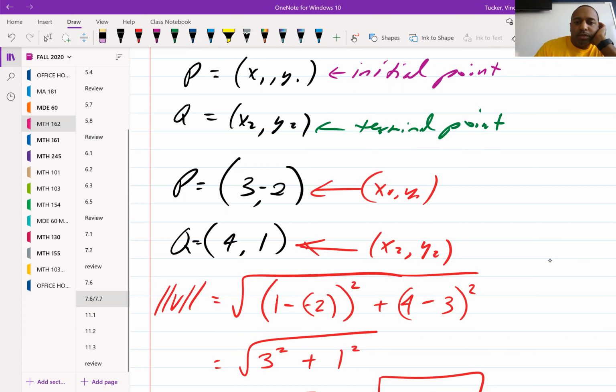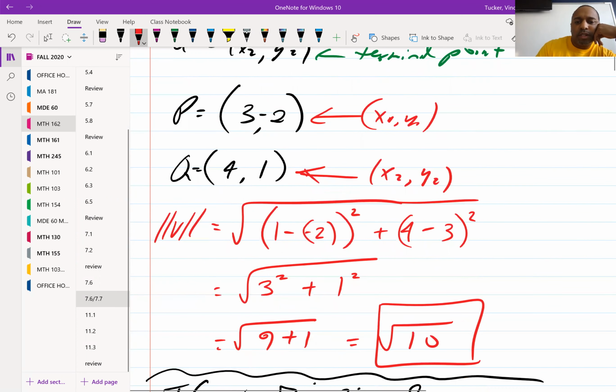And then X2, I meant, why did I do Y? I made a mistake and did Y's first here, and then X is first here, but it'll be all right. So X2 is 4, X1 is 3, so 4 minus 3. And so that'll be 3 squared plus 1 squared. 9 plus 1, square root of 10 would be your magnitude of vector V. And then, of course, if you can simplify this, you would.